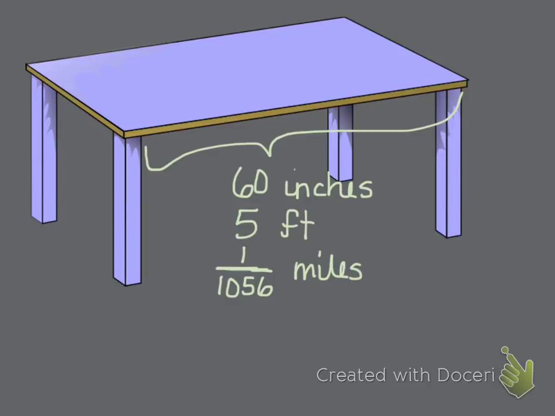But what if I told you the table was 1/1056th of a mile? If I measure this table in miles, it's nowhere near as meaningful. So we wouldn't want to use miles as a unit to measure a table. It's pretty obvious, but it is what we're going to be talking about in this lesson.